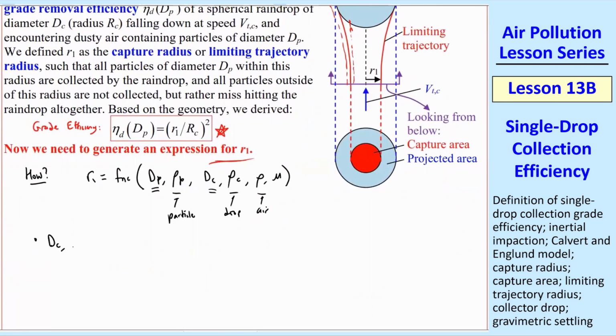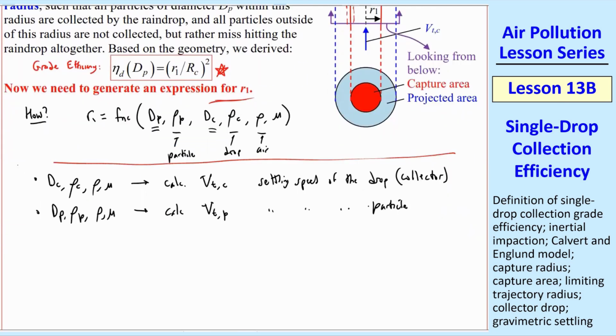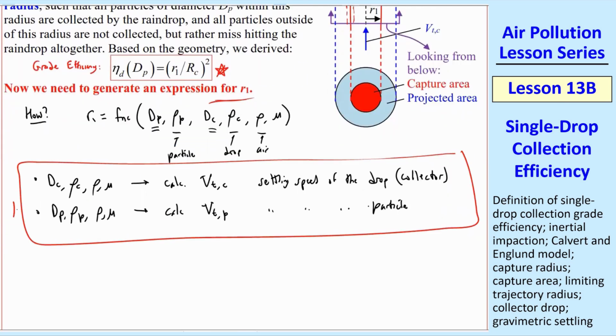So before we get into any equations, with dc, rho c, rho, and mu, we can calculate VTC, the settling speed of the drop or the collector. Similarly, we use dp, rho p, and then rho and mu of the air to calculate VTP, the settling speed of the particle. Now you know how to do this, and hopefully you already have software to do this, so it's just a matter of plugging in.